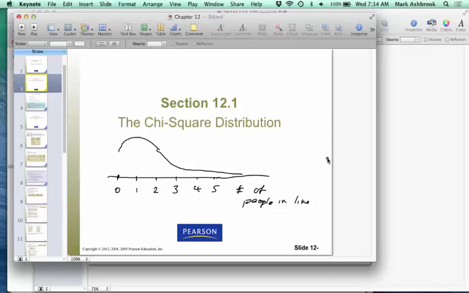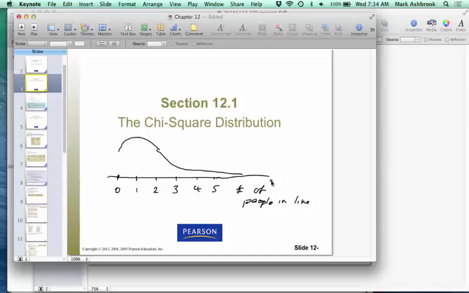Most of the time there's 0, 1, or 2 people in line, but sometimes there's 3, 4, and 5. It's right skewed, right? Because the median's around 1 person in line. But because sometimes there's 3, 4, 5, maybe occasionally 6 people in line, that pulls the mean out to the right. The center of the data is around 1, but it's right skewed.